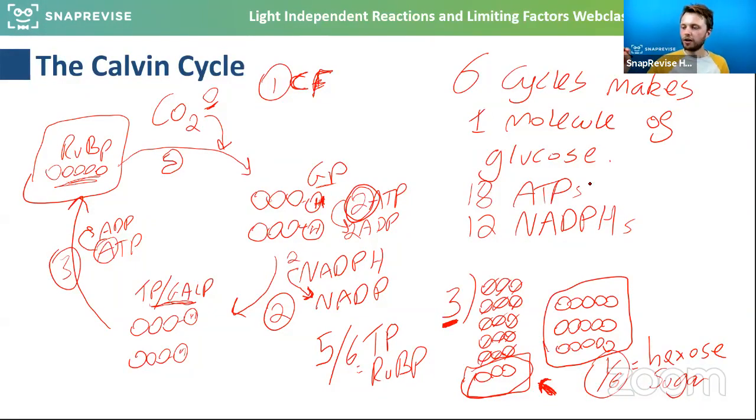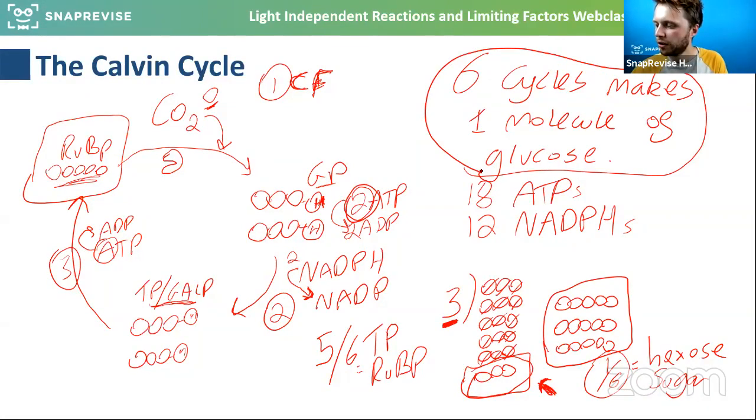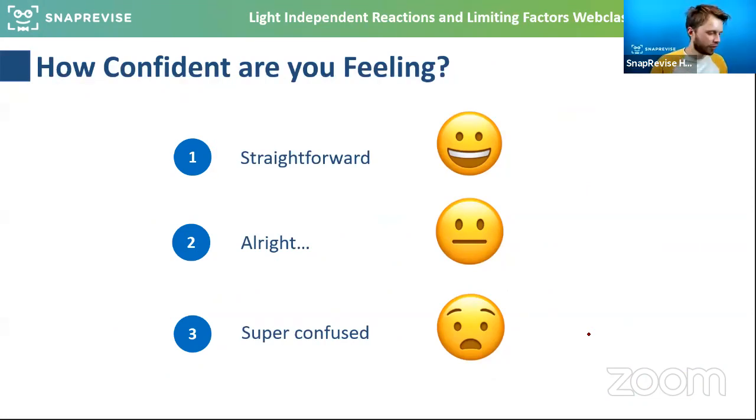Okay, so to make 1 molecule of glucose, look how inefficient that is. 1 molecule of glucose requires this whole thing to go around 6 times, which uses 18 ATP molecules, 12 NADPHs, and that will only make 6 ribulose bisphosphates. So I'm going to have a look at your questions, because I'm sure you've got some, and then let's put this up. So how confident are you feeling? I'll read some questions as you tell me how confident you're feeling.